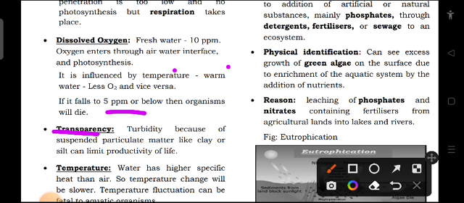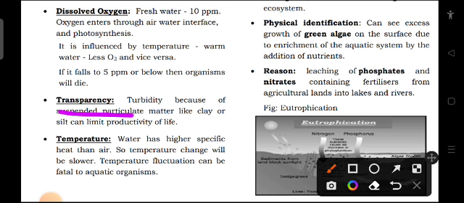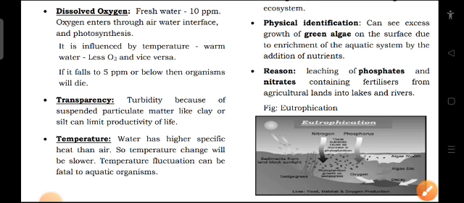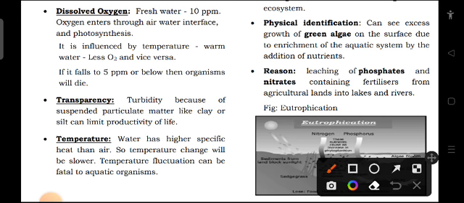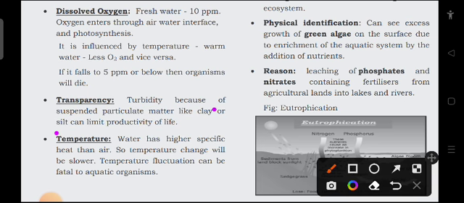So we'll need at least 10, just like fresh water. If it falls below 5, then the organisms will die. Then the next factor is transparency. This is the turbidity because of suspended particulate matter like clay or silt. It can limit the productivity of life. For example, the water must be transparent enough for the sunlight and other things like air or water to reach that particular organism. Contaminants like clay and silt can limit its productivity.